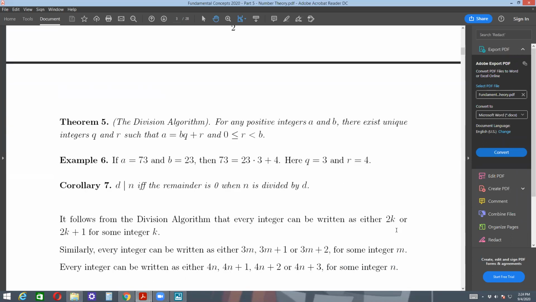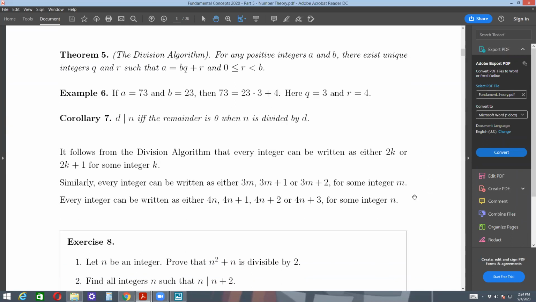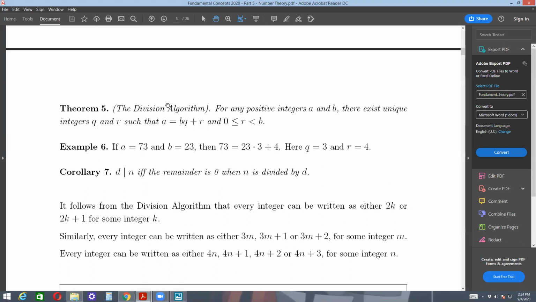Now we go into slightly more complicated things, the division algorithm. So this is where we use divisibility now. So for any two integers, a and b, positive integers, it can be modified to work with negative as well, but we'll just consider positive for now. There exist unique integers q and r such that basically what it's saying is that this bq is the highest multiple of b less than a. Right, that's what we get.